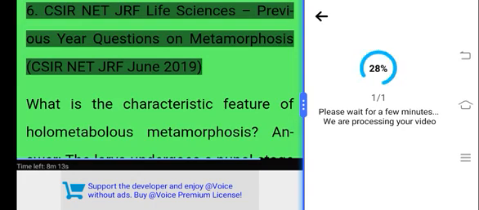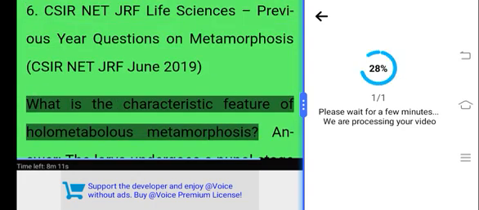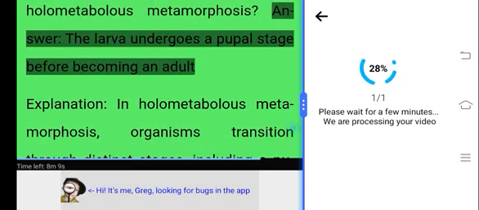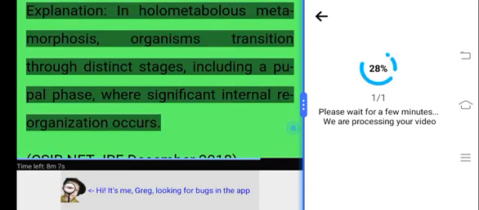CSIR NET JRF June 2019. What is the characteristic feature of holometabolous metamorphosis? Answer: the larva undergoes a pupal stage before becoming an adult. Explanation: in holometabolous metamorphosis, organisms transition through distinct stages, including a pupal phase, where significant internal reorganization occurs.